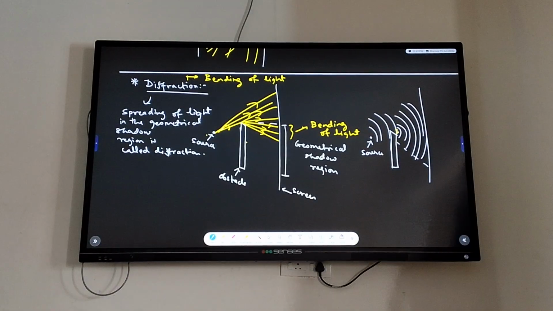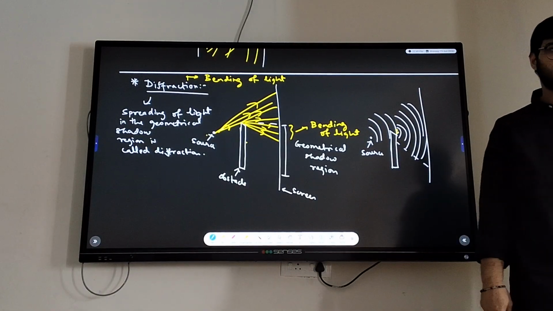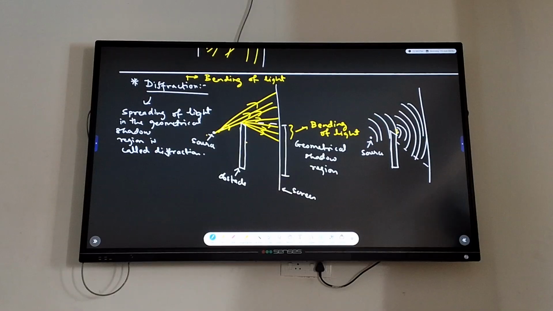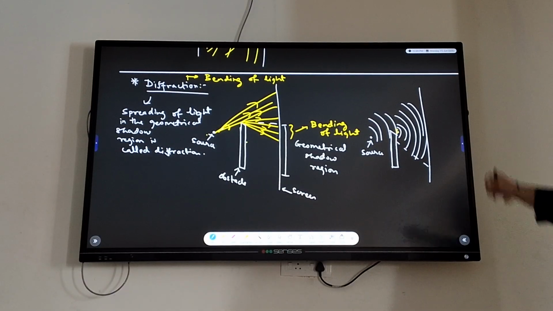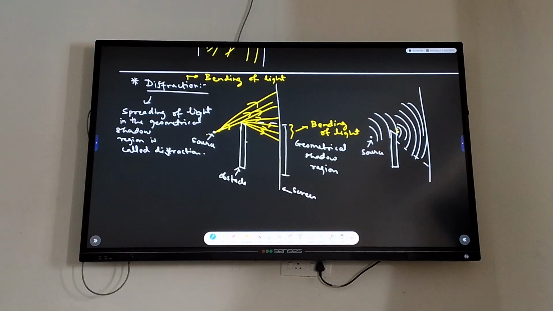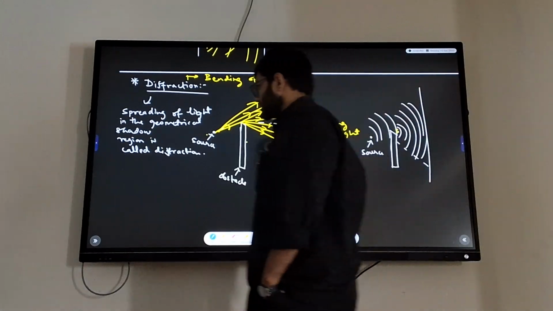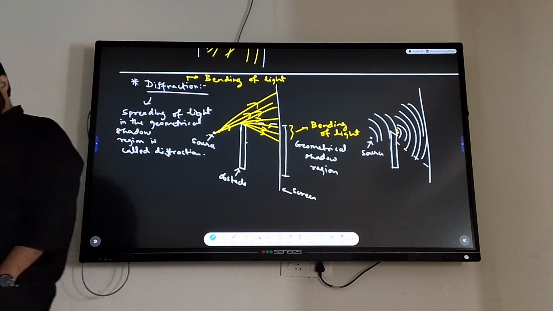For water waves it does occur even. Not for all waves generally. For all waves I think it should occur, but okay, I will check and tell you. I shouldn't say a statement which I am not comfortable or sure about. Okay. Is this okay? Is the idea clear to everyone? This is diffraction.